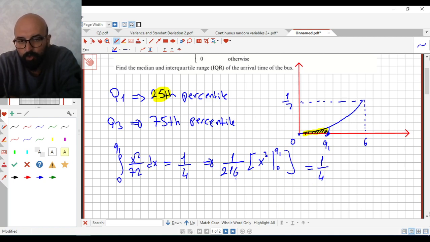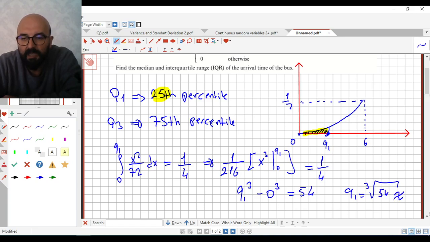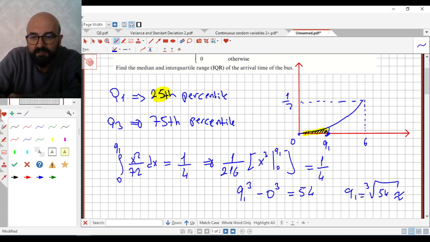In this situation, Q1 cubed minus 0 cubed should be 54, and Q1 is the cube root of 54, and the approximate value is 3.78. Q1 is 3.78.